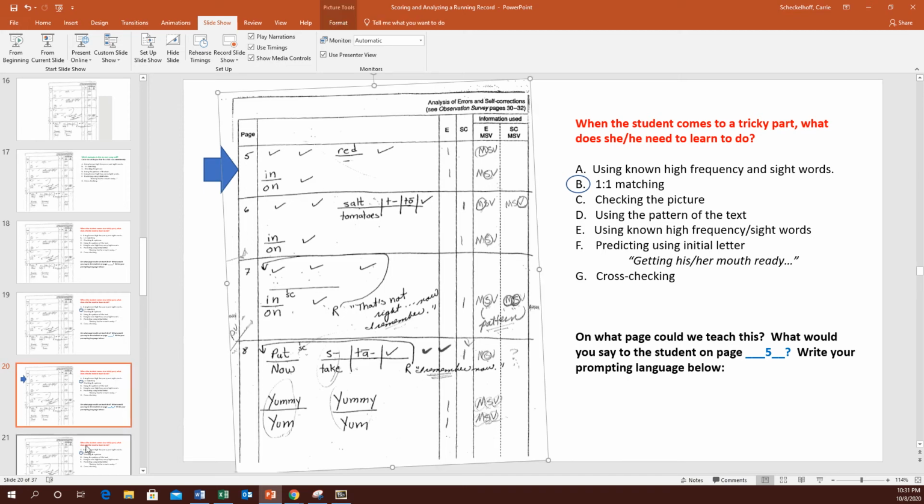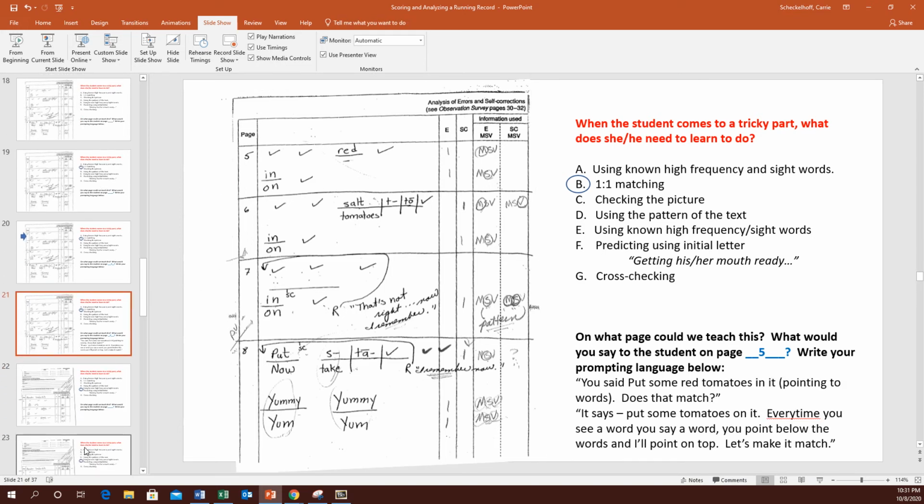So I might say something like, you said, and I would point to the words in the book, you said, put some red tomatoes in it. Does that match? So if it says, put some tomatoes on it, every time you see a word, you say a word. You point below the words and I'll point on top, and let's make it match. So that's the kind of thing that we're going to use running records for, to look at what the error behavior shows us the child needs to do, and then we can prompt.